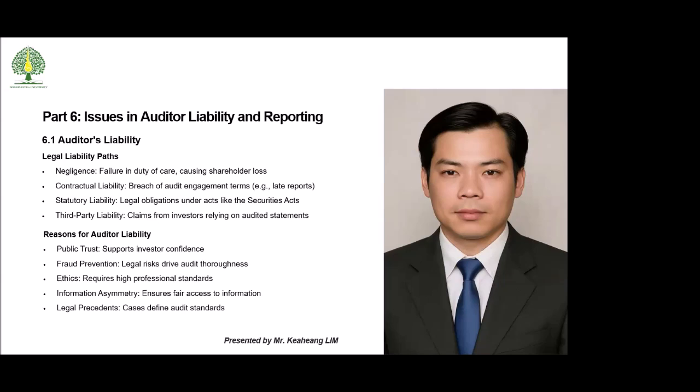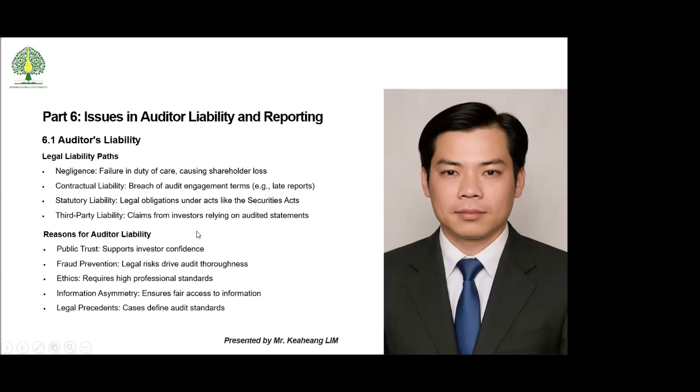Okay. Regarding negligence causing shareholder loss: contractual liability, breach of audit engagement terms, for example a late report; statutory liability, a legal obligation under acts like the Securities Acts; and third-party liability, a claim from an investor for relying on an audited statement.